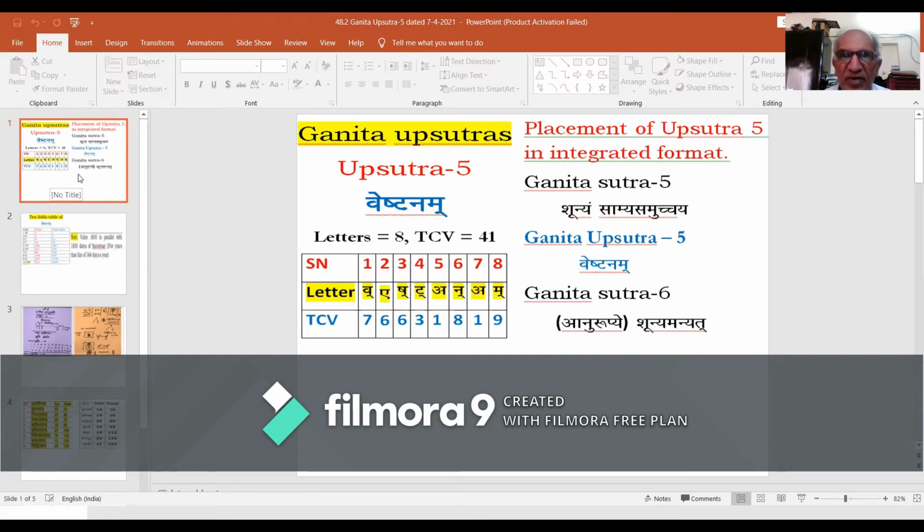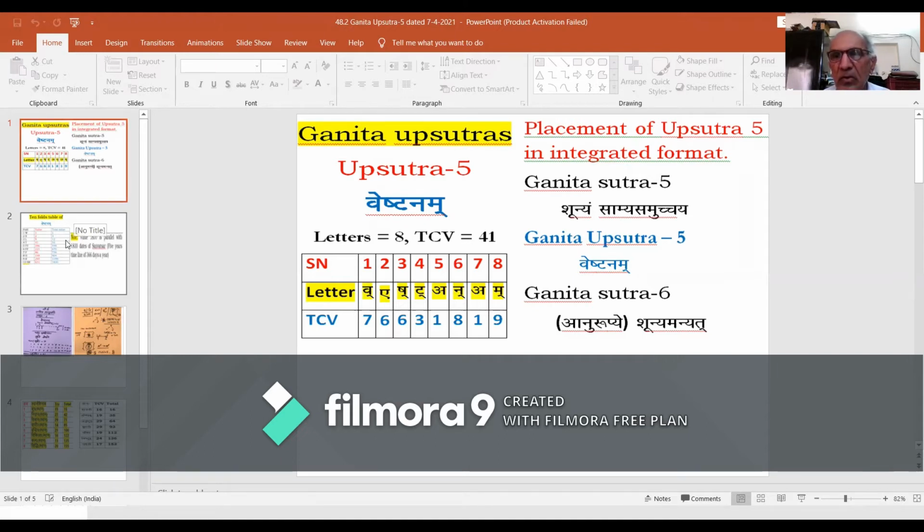Upsutra 5, Veshtanam. The formulation Veshtanam is a composition of 8 letters and its TCV value is 41. On the computer screen is a tabulation of this TC value of 8 letters of Veshtanam.